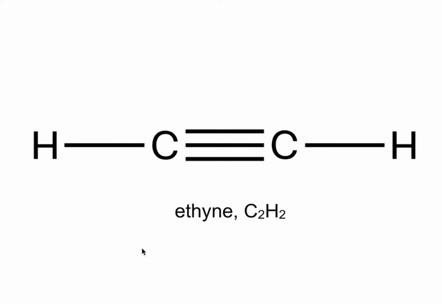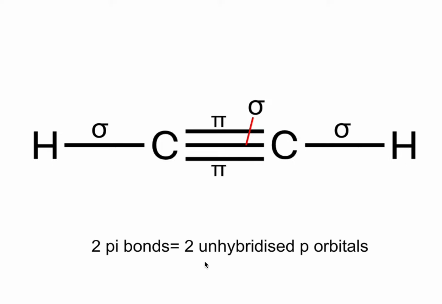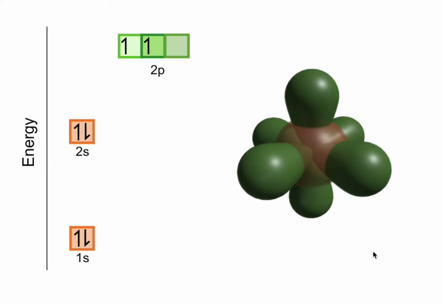Now let's look at the hybridization in triple bonds, using ethine as our example. In this case, the CH bonds are sigma bonds, and the triple bond contains 1 sigma bond and 2 pi bonds. In order to create 2 pi bonds, we need 2 unhybridized p orbitals in each carbon. Let's look at the hybridization. For clarity, the 2 unhybridized p orbitals are different colours, a light green and a dark green, to make the bond formation easier to see.